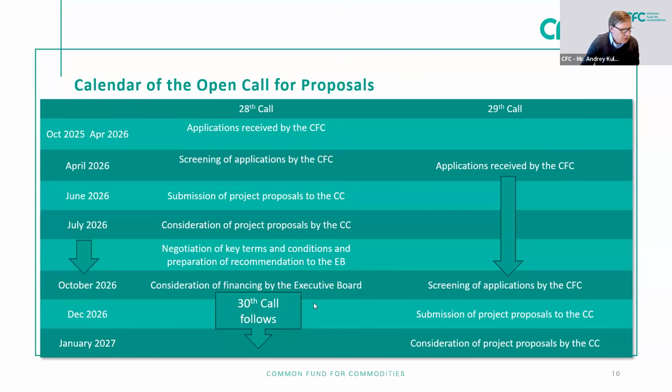And then we are ready to process the next. We start processing the 29th call for proposals, which will follow in the next 6 months. And from more or less October 2026, we will start receiving applications for the 30th call for proposals. So it looks a bit messy, but basically we have 2 cycles per year and they follow each other constantly, overlapping. Whenever you send an application, it will be considered in the relevant call for proposals.